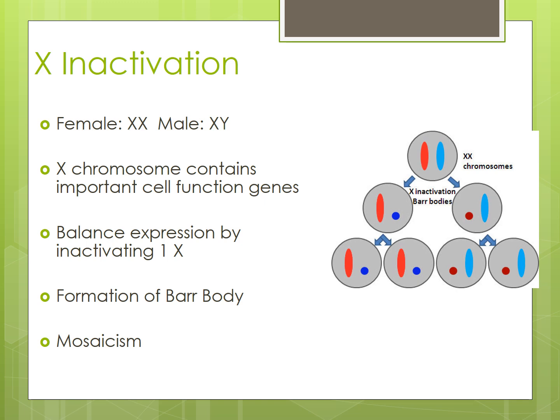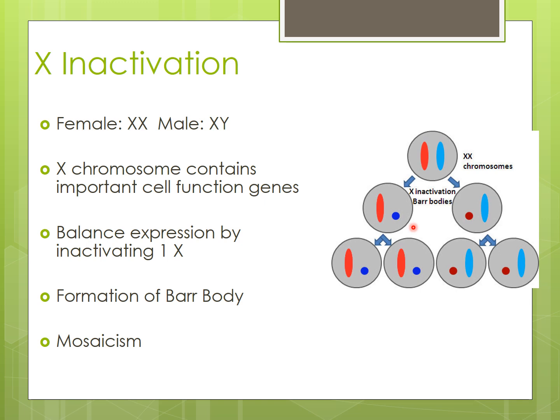It forms what's called a Barr body, which is a very highly condensed form of one of the X chromosomes. We talked about previously that condensing of chromosomes inactivates them. So the body will very highly condense one of these X chromosomes, as you can see here, into a very small state, so that it is not being used to transcribe new genes. And it does this to balance out the normal function of the cell.